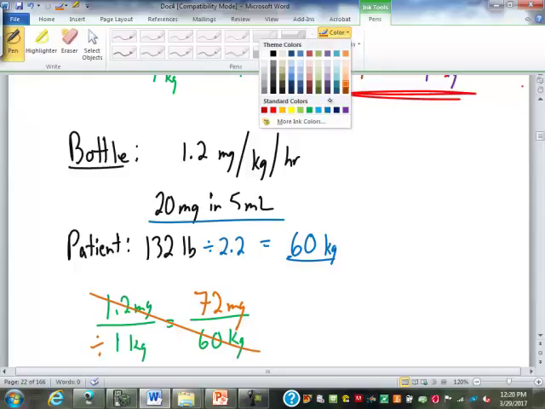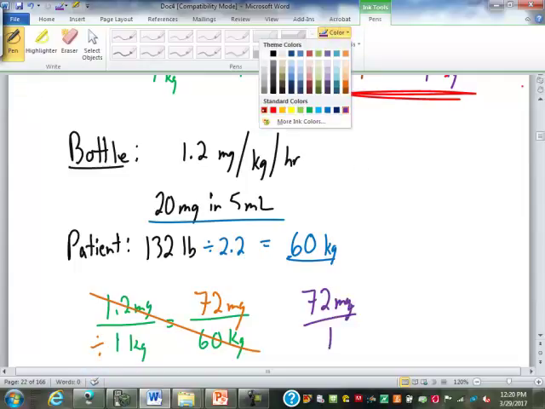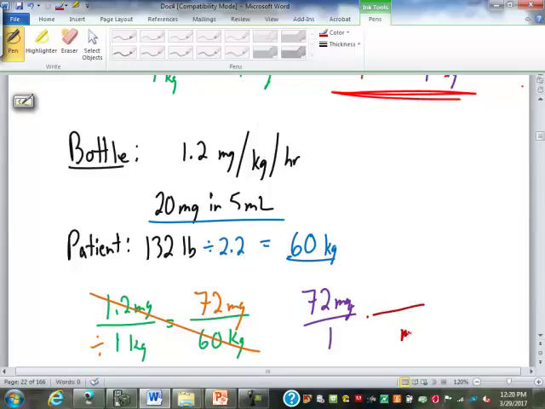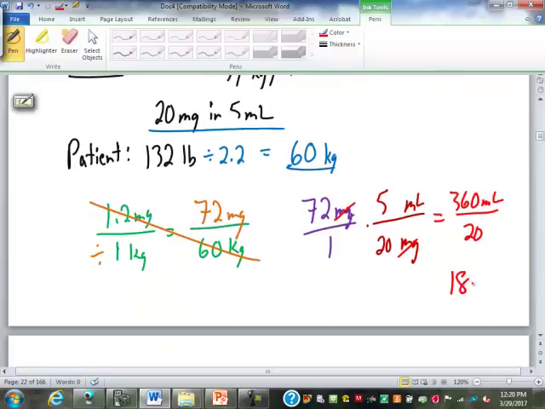But now this is a liquid drug, which means it's going to be administered in milliliters. So I take my 72 milligrams over 1, and I am going to convert milligrams to milliliters. 20 milligrams in 5 milliliters. Crossing off my milligrams, this gives me 360 milliliters over 20, which divides out to be 18 milliliters is what we'd administer to the patient.